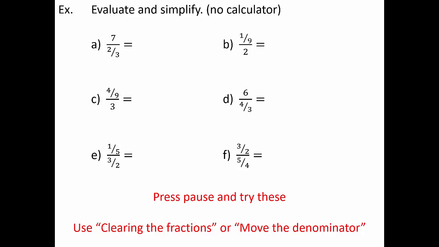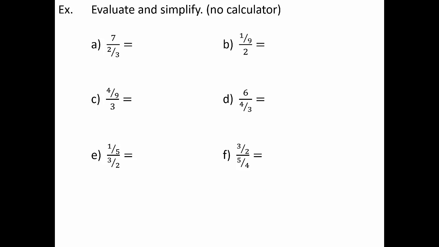All right, so running through all 6 of these real quick, I am exclusively using move the denominator on all of these. If you use the clearing the fractions technique, that's fine. You'll get the same answers I get. So if you don't get the answer I get, hey, maybe look at your work and see if you can find your mistake. So 7 over 2/3, just move the 3 upstairs. 7 times 3 is 21, so you get 21 over 2.